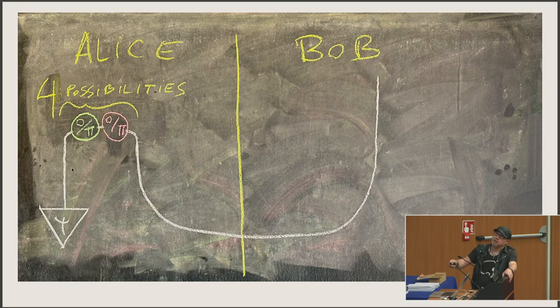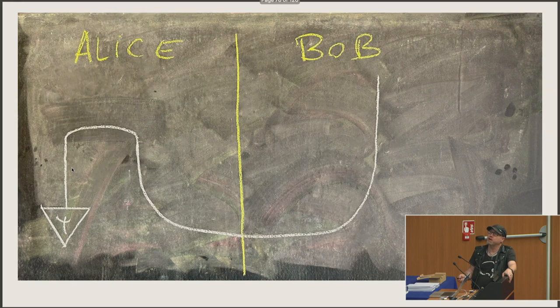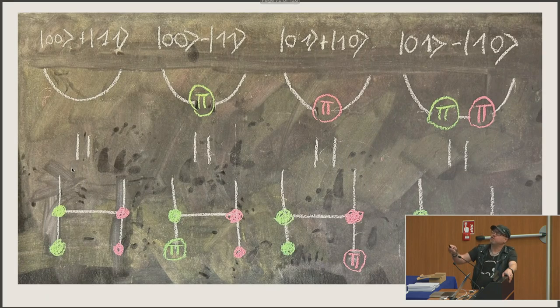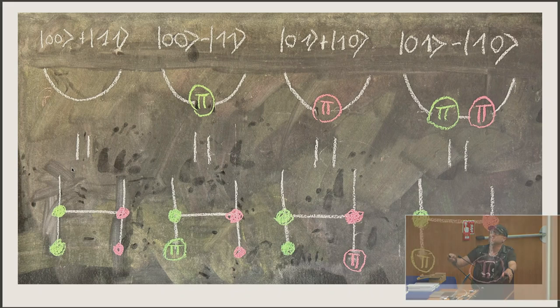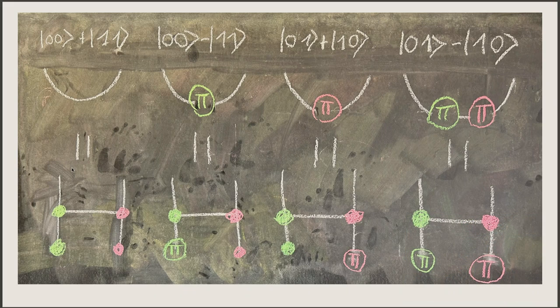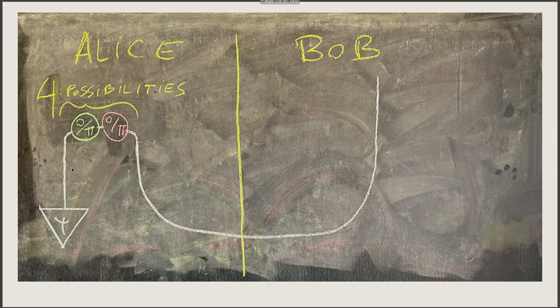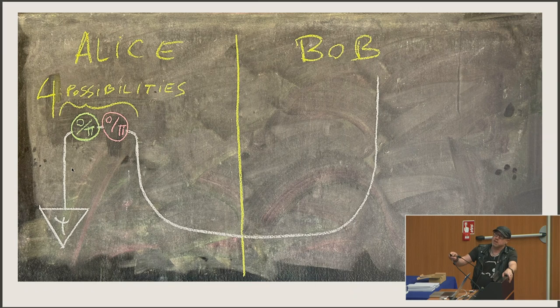But it may be the case that you don't just get the expected outcome here. So there are four possible outcomes, which I indicate by either a 0 or a pi there. Of course, I'm referring to these four possible Bell states, which are the four possible effects you can have in a Bell measurement. So I indicate them here. So these are the four possible outcomes we can have.